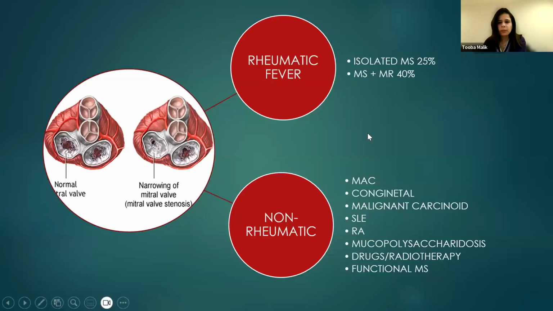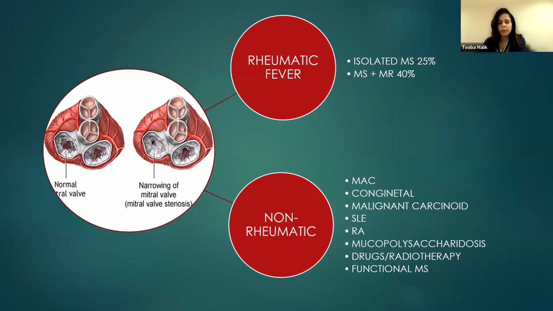So what are the main causes of MS and MR? On the left of the slide, you can see the normal mitral valve anatomy. And then on the right, you can see there's narrowing of the mitral valve because of many reasons, and that can lead to mitral valve stenosis. The most common cause, especially in developing countries, is rheumatic fever.